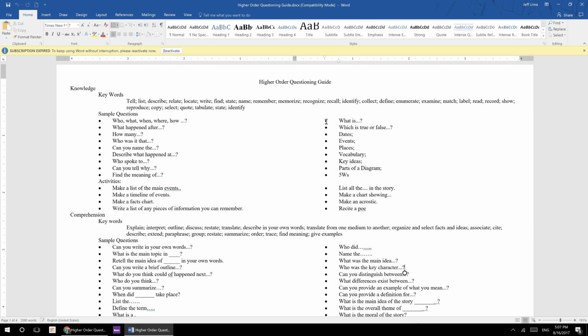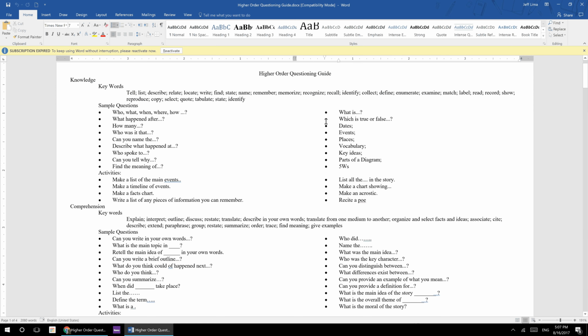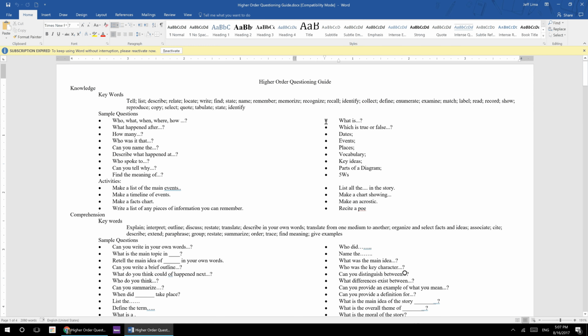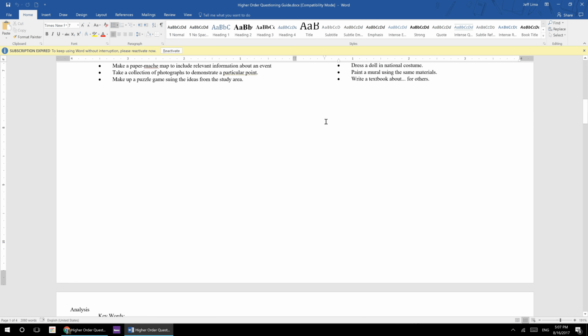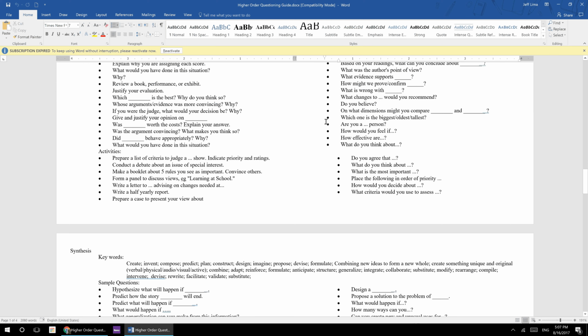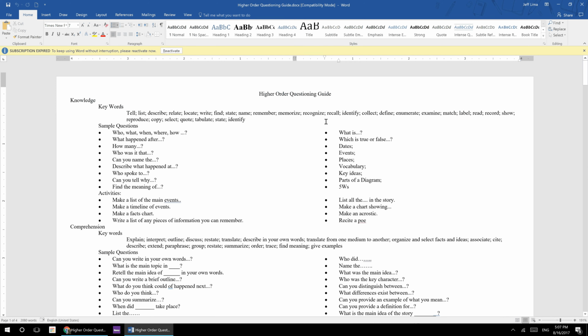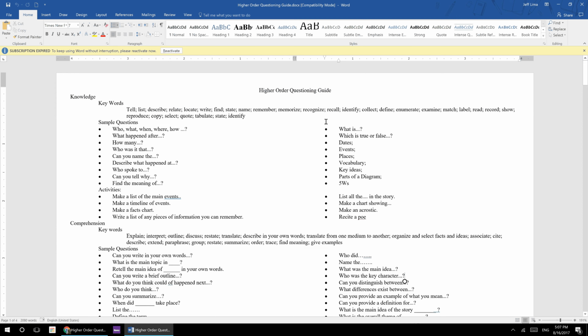Now, when I do this, I ask the students to create questions using this higher order questioning guide. It lists keywords or activities associated with each depth of knowledge level. So you start with knowledge, then comprehension, application, analysis, evaluation, and synthesis. Now, knowledge is basically just knowing facts about things, being able to describe, being able to tell me what it is, remember it, memorizing it.